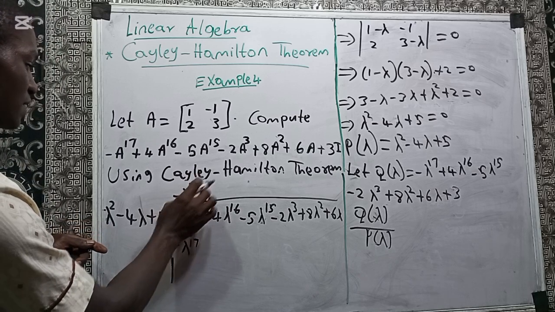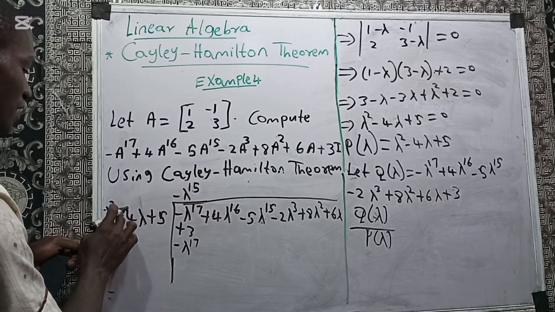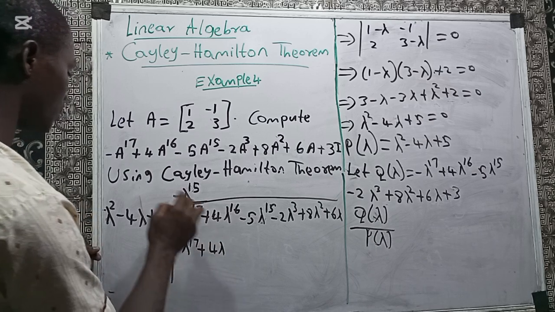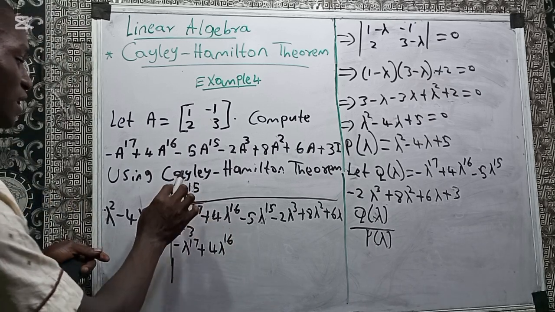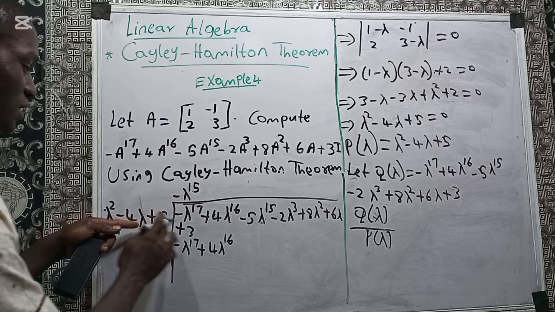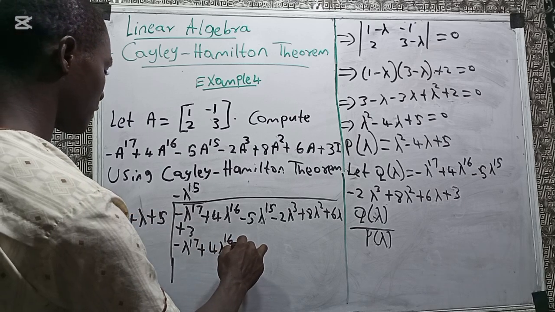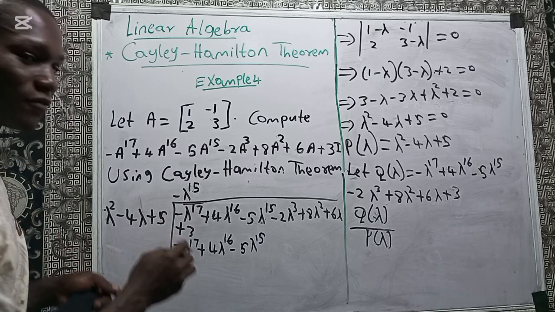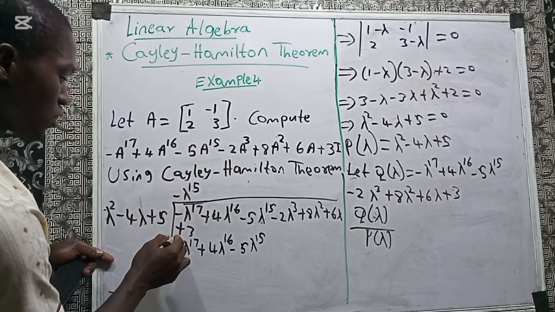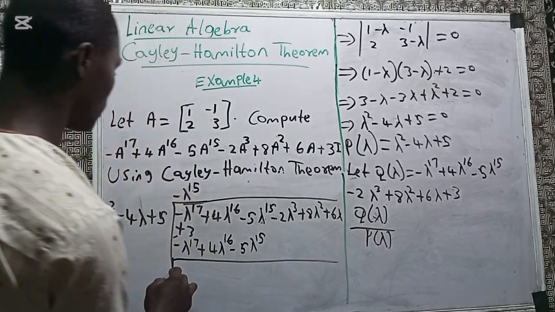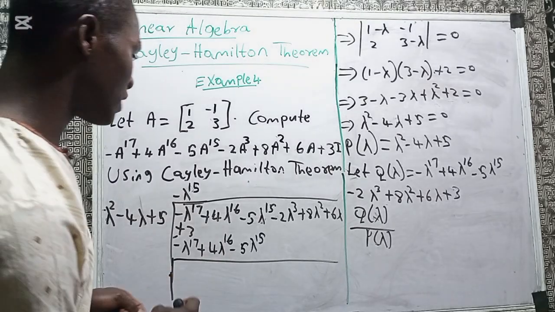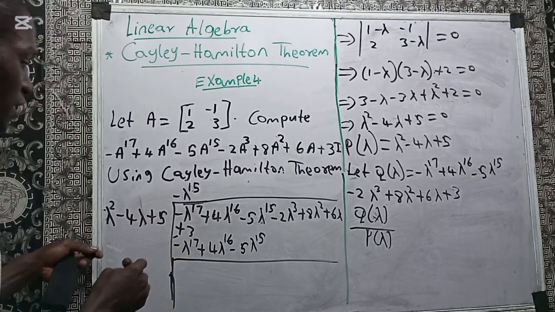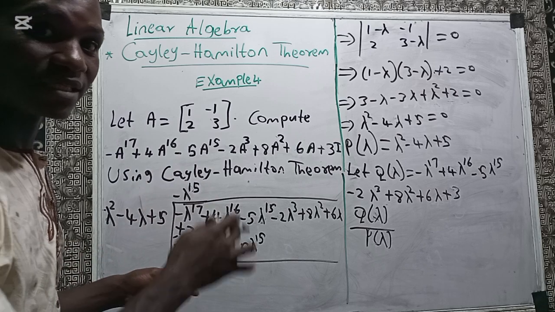Then negative lambda raised to power 15 multiplied by negative 4 lambda will have what? Positive 4 lambda raised to power 16. Negative lambda raised to power 15 multiplied by positive 5, I have negative 5 lambda raised to power 15. So when you have done this, you subtract the two expressions, so that you can get your remainder, the next remainder.